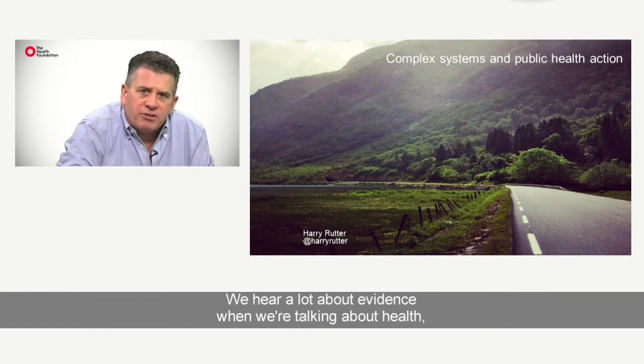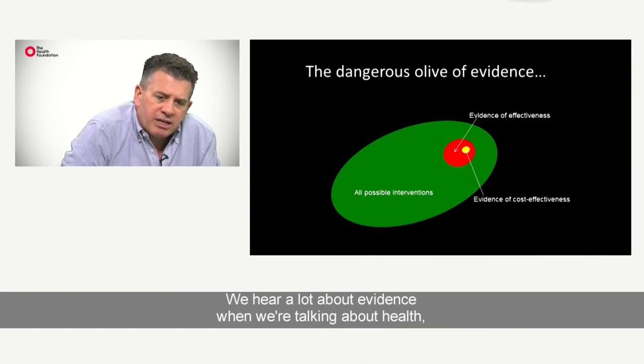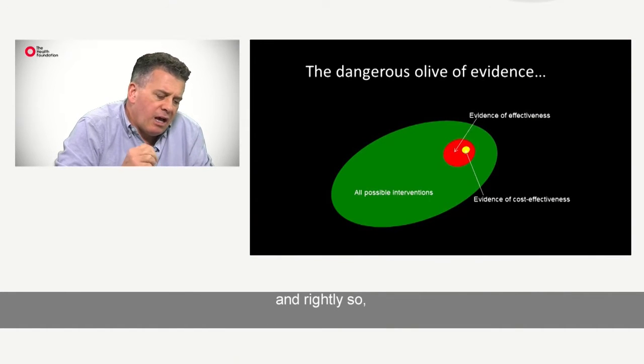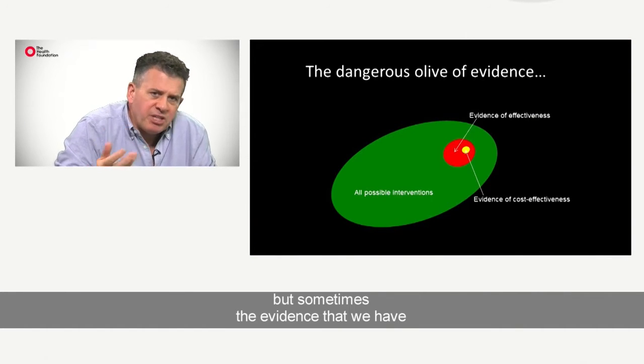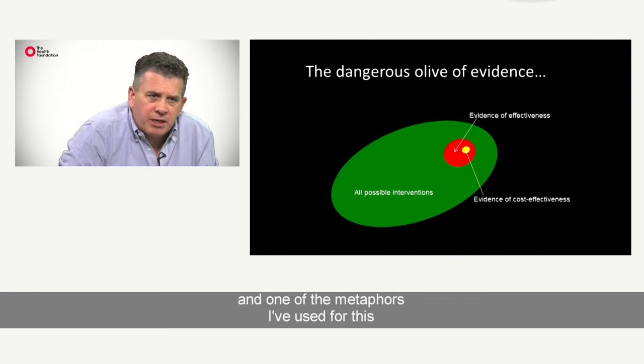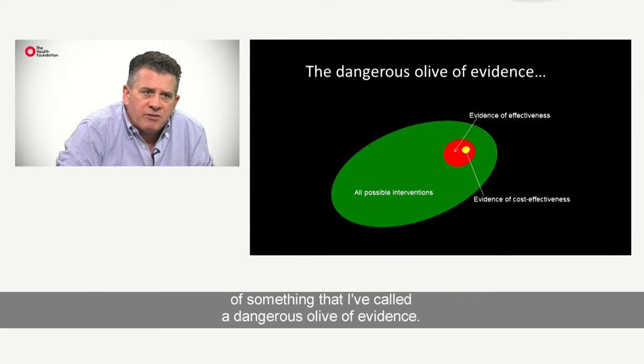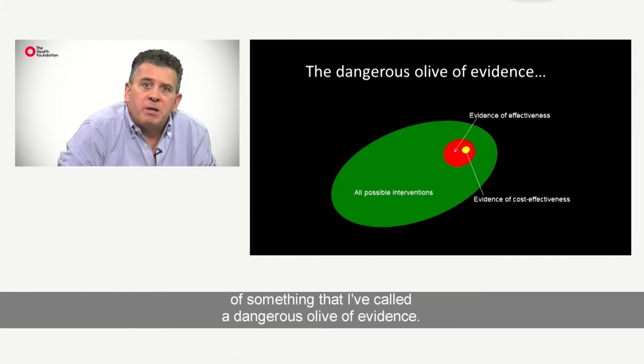We hear a lot about evidence when we're talking about health, and rightly so. But sometimes the evidence that we have is less helpful than it might be. And one of the metaphors I've used for this is to come up with this idea of something that I've called a dangerous olive of evidence.